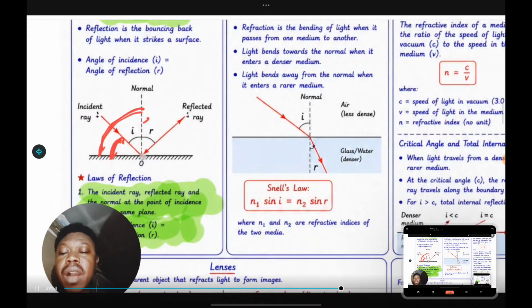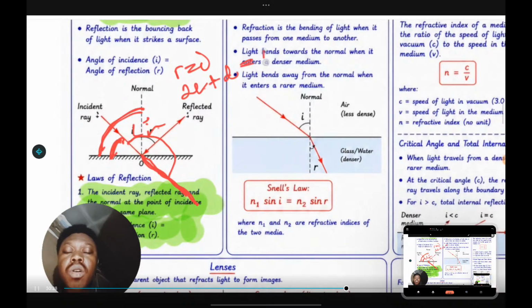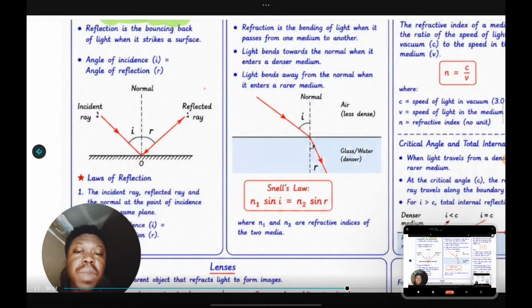Then you can be asked to find the angle of deviation. Normally light travels in a straight line. If it travels here in a straight line, then if I complete this, it gives me 180. So if I know my angle of incidence and my angle of reflection, I will subtract these two from 180, and because r equals i, I can say 2i plus the angle of deviation equals 180. So take note of this particular explanation.